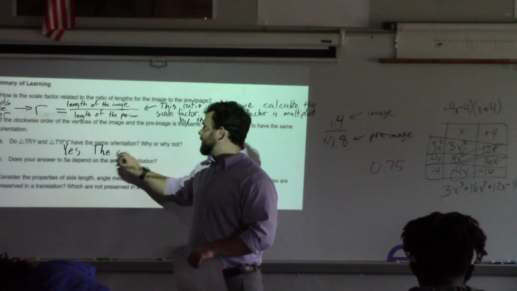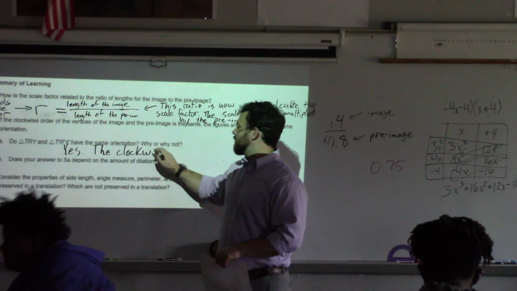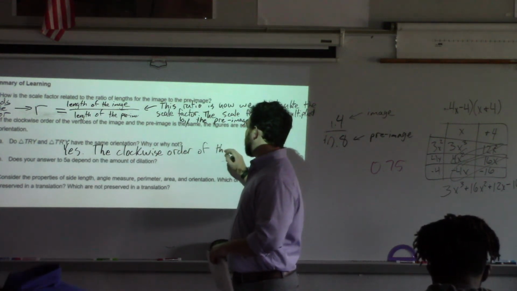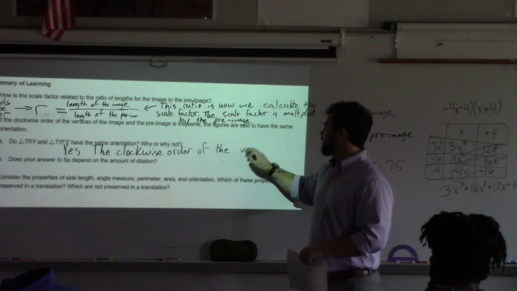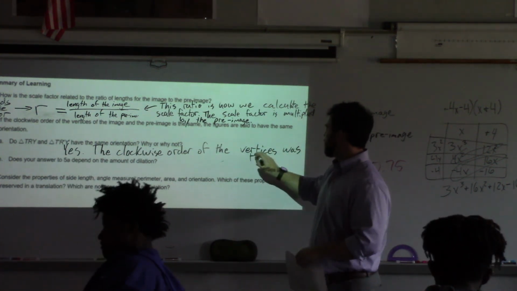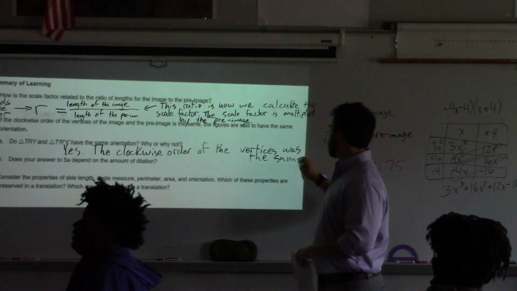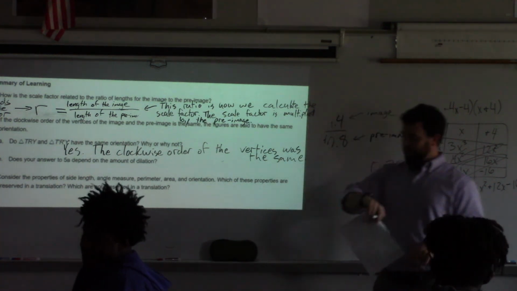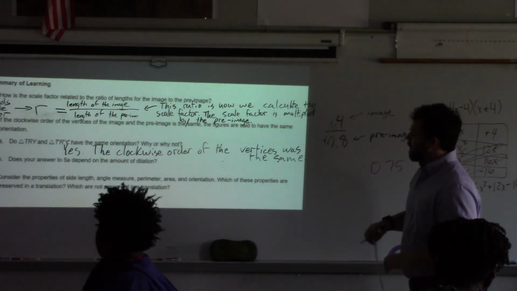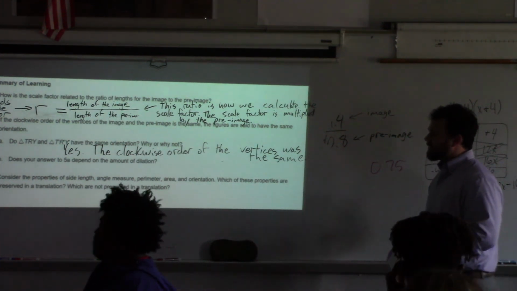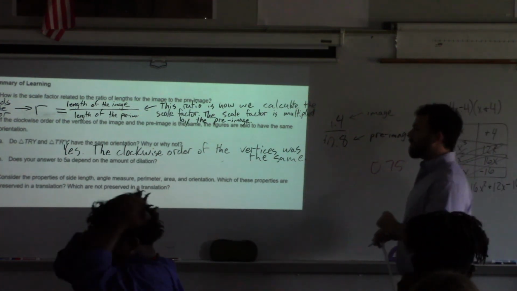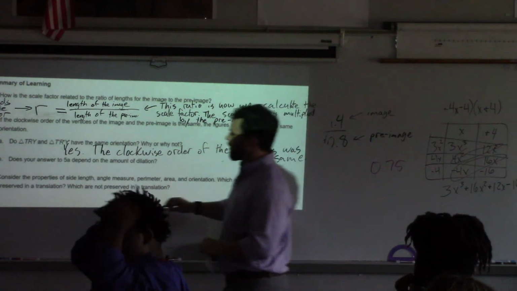The clockwise order of the vertices was the same. We have about 3 minutes left. Consider the properties of side length, angle measure, perimeter, area, and orientation. Which of these properties... this is not supposed to say translation.